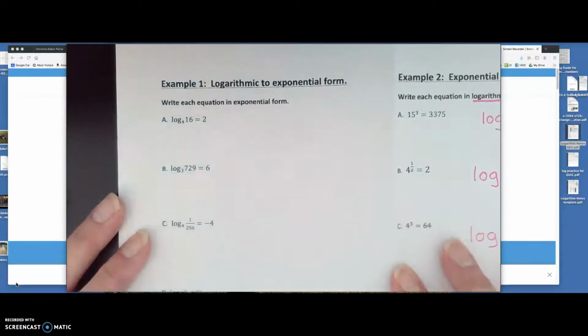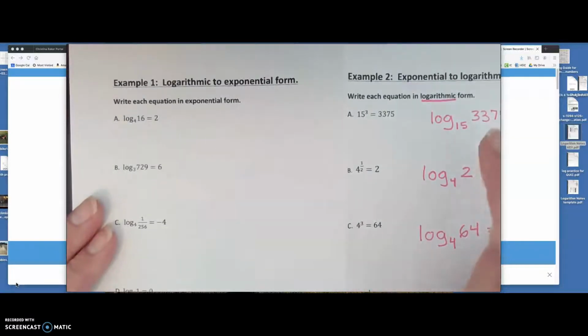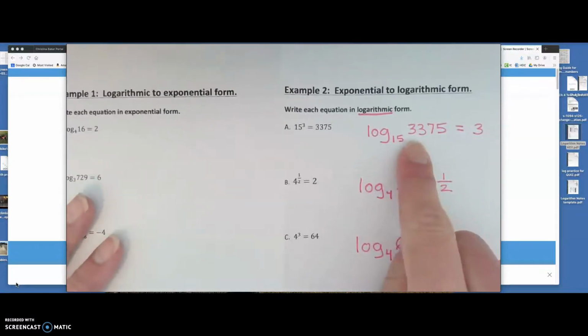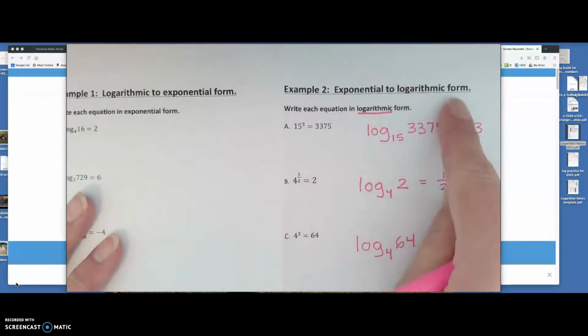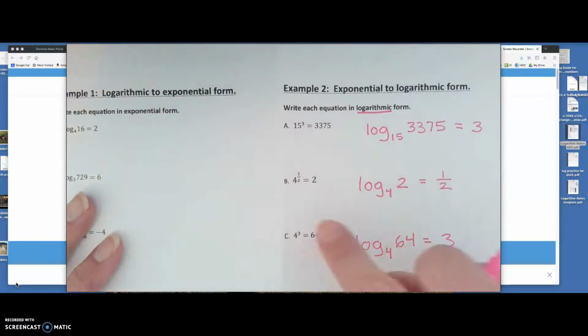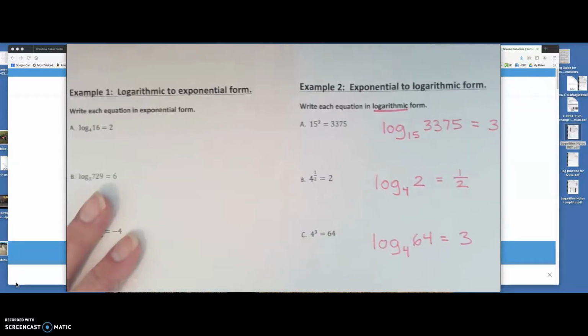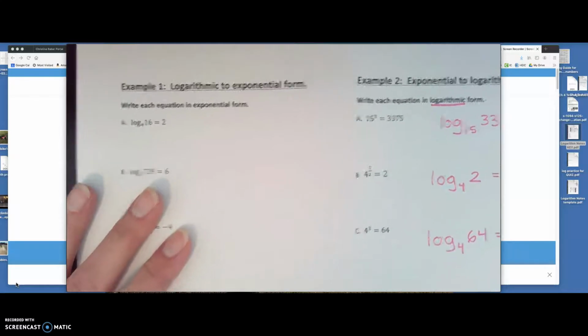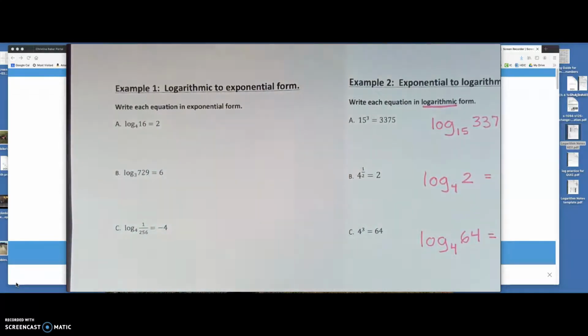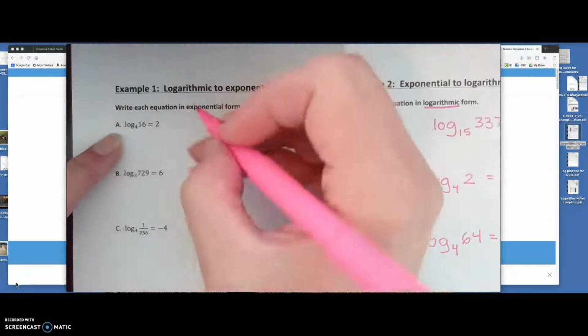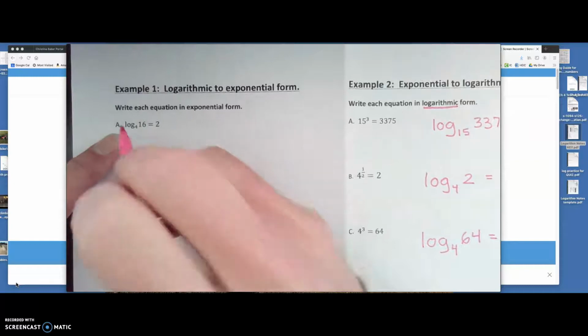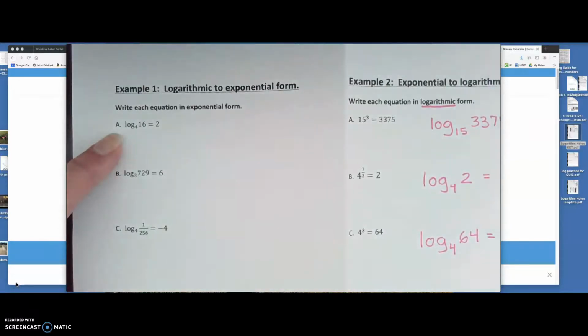Okay, so you probably guessed that if we were going to rewrite it from exponential to logarithmic form, we would probably need to do the reverse of that as well. So you need to be able to go back and forth between those 2 forms. Let's see, for part A, write each equation in exponential form. So these ones aren't too bad.